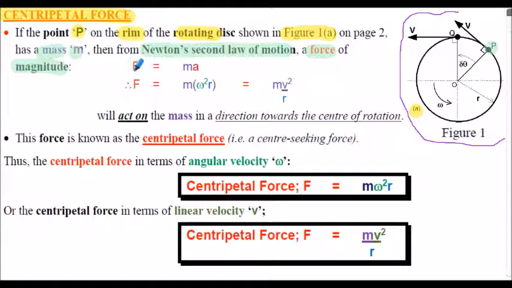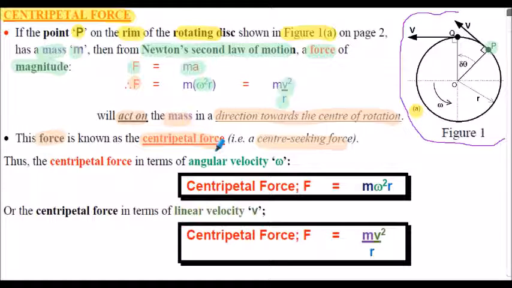So F equals m multiplied by a. We know that a for centripetal acceleration can be written as omega squared r, or the acceleration can be written as v squared divided by r. So this centripetal force F will act on the mass and in a direction towards the center of rotation. So this force is known as the centripetal force, a center-seeking force.